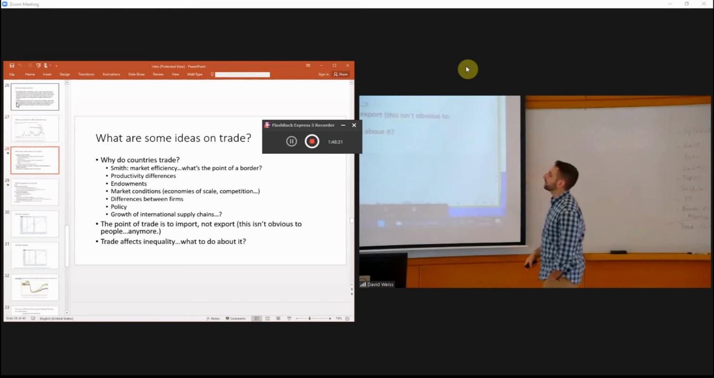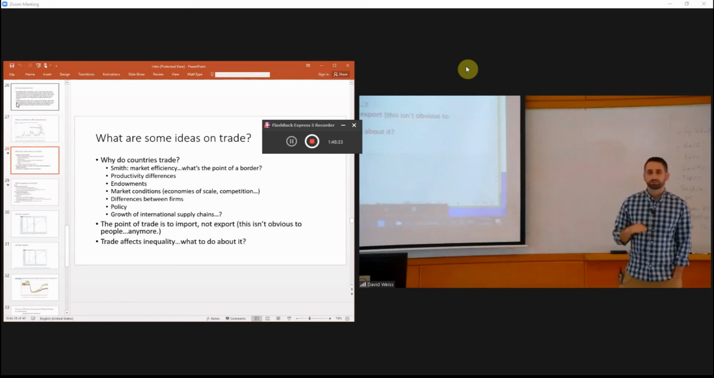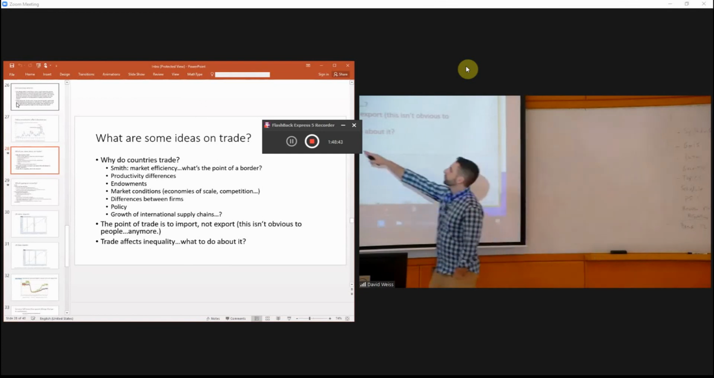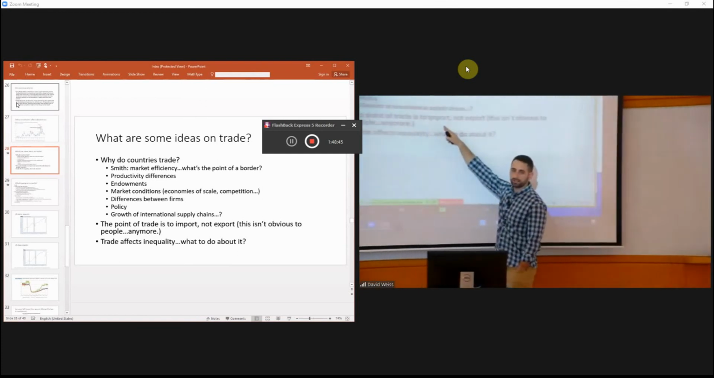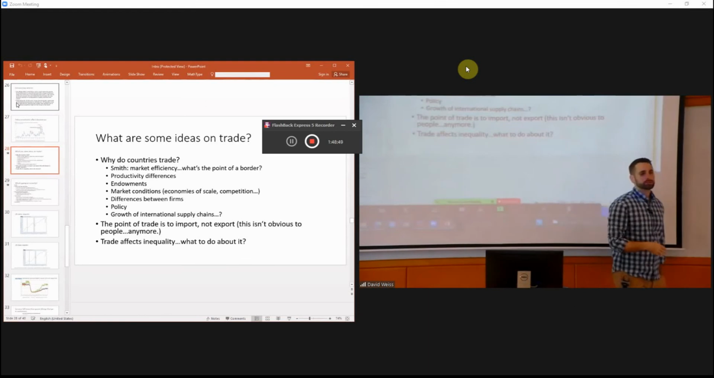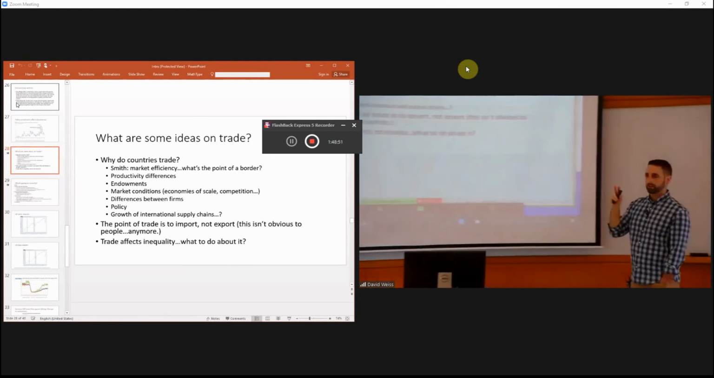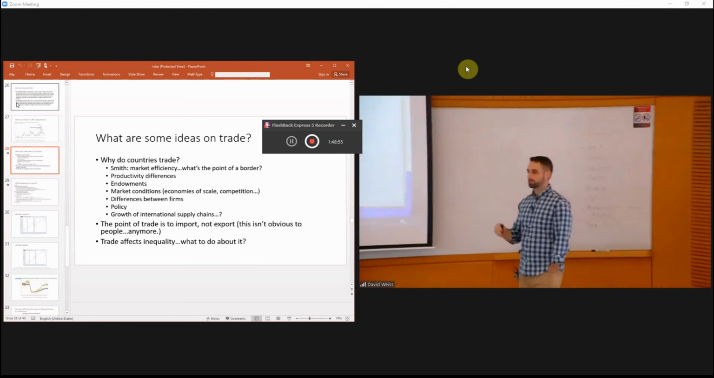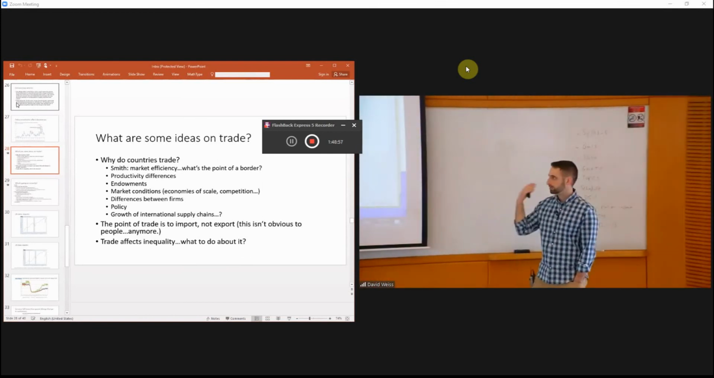Okay. So these are the general ideas that we're going to talk about when we talk about why do countries trade. Something that's going to be emphasized in your homework, something that once upon a time was obvious to everybody in the world, and about 300 or 400 years ago stopped being obvious to everybody in the world, is that the point of trade is to import, not export. So I want you to go back thousands of years ago. Pretend that you had a little village. You're growing some wheat, maybe had some sheep or something like that, a little village way back when.